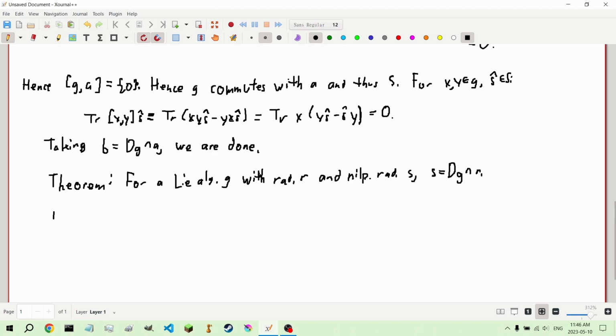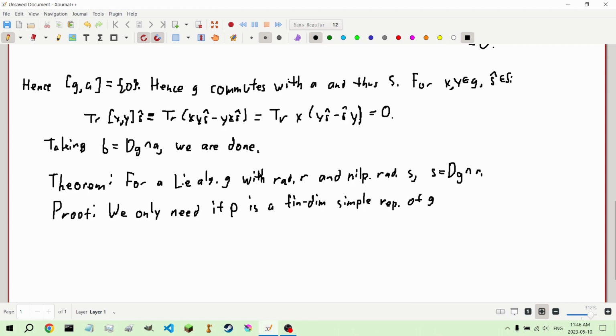Proof. We only need that if rho is a finite dimensional simple representation of G, then rho of dG intersection R is 0, which will put dG intersection R in the kernel of an arbitrary representation, and therefore inside of S.